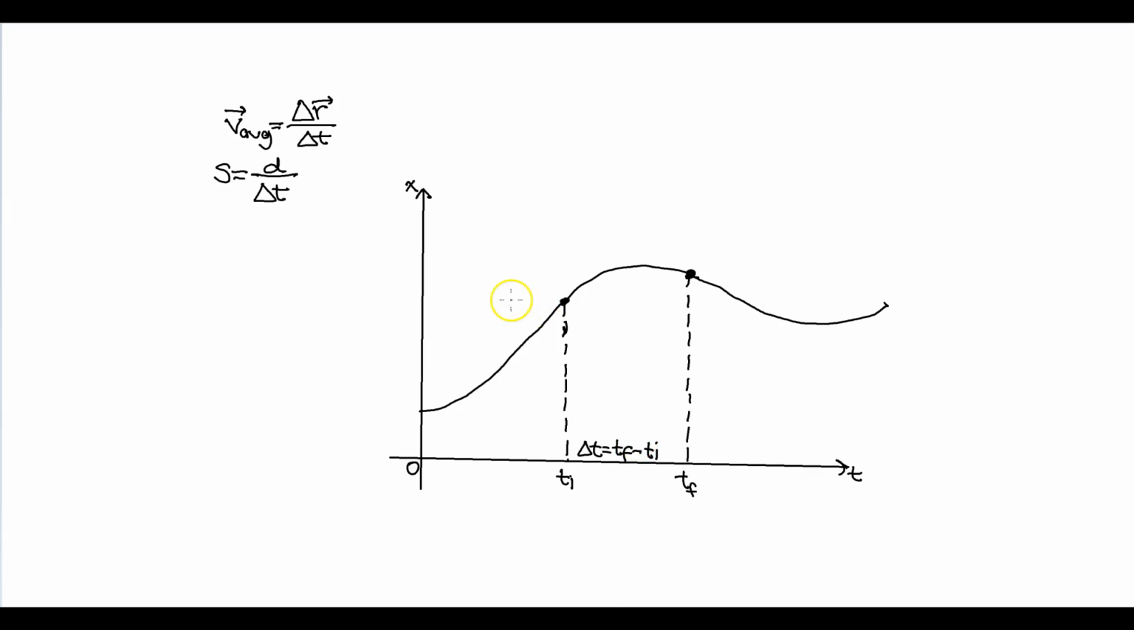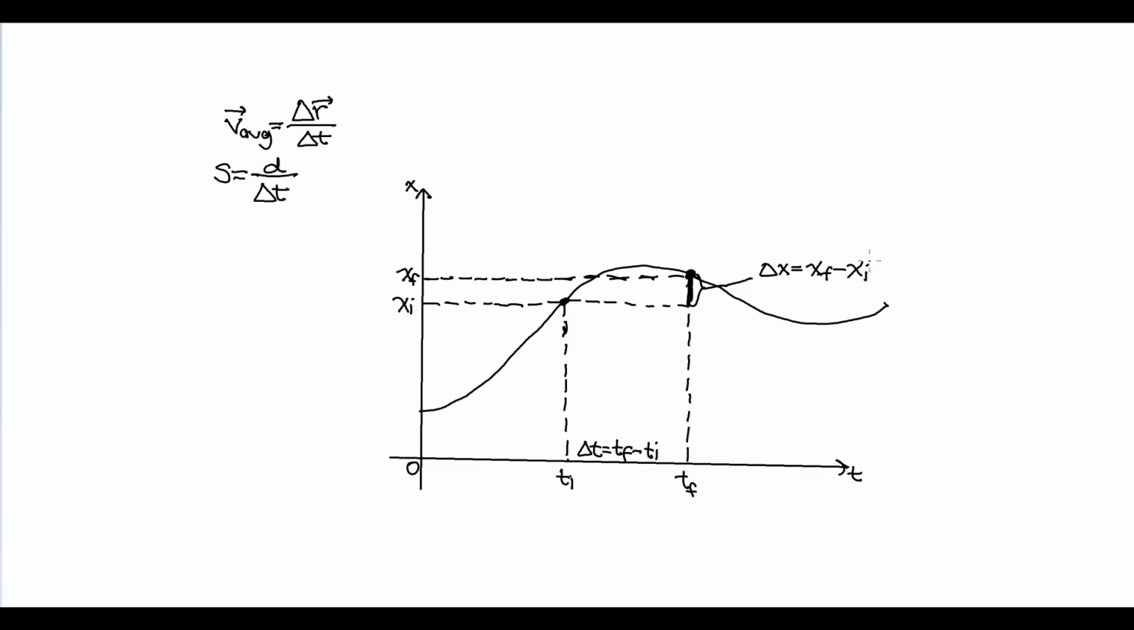You also know that your initial position is over here and your final position is over here. And this vertical distance is your change in x.